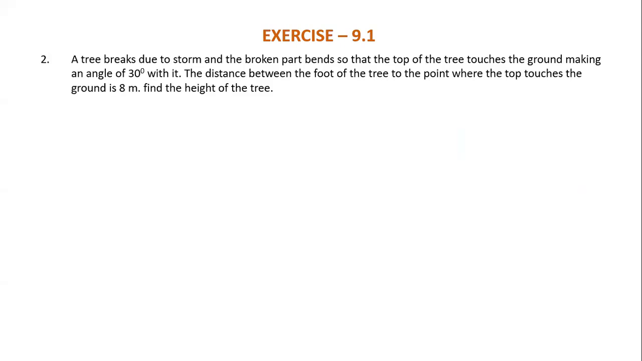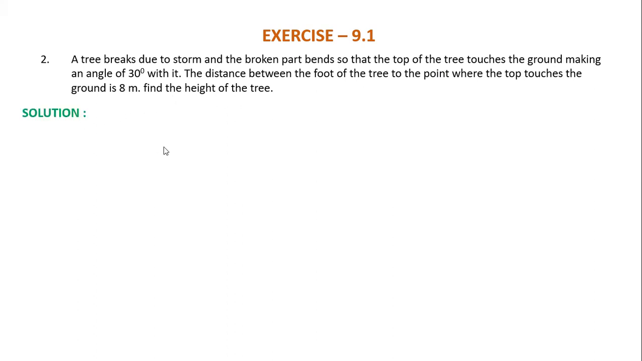Question 2. A tree breaks down due to storm and the broken part bends so that the top of the tree touches the ground, making an angle of 30 degrees with it. The distance between the foot of the tree to the point where the top touches the ground is 8 meters. Find the height of the tree.